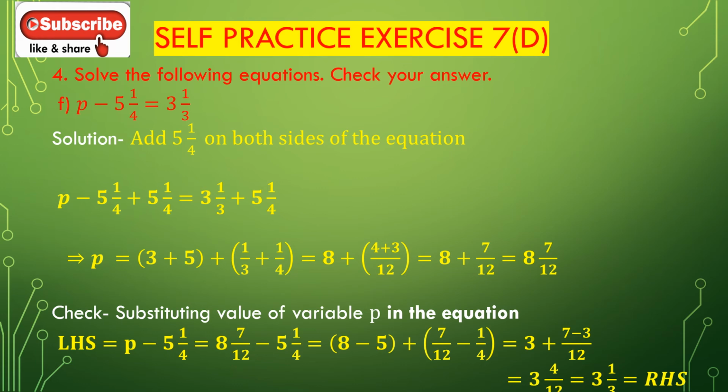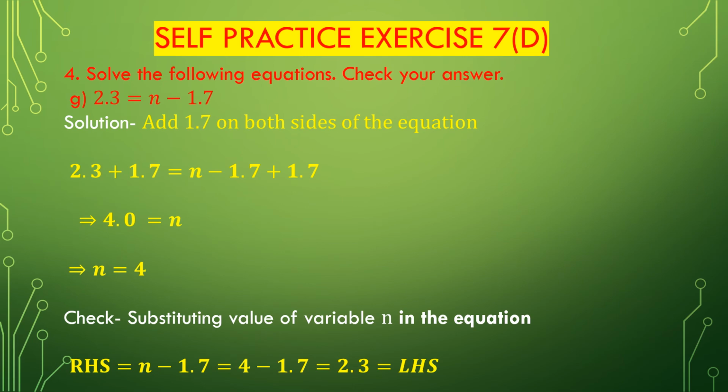So the solution of this equation is 8, 7 divided by 12. Now we solve the next question: 2.3 equal to n minus 1.7. 2.3 is on the left hand side and n minus 1.7 is on the right hand side.